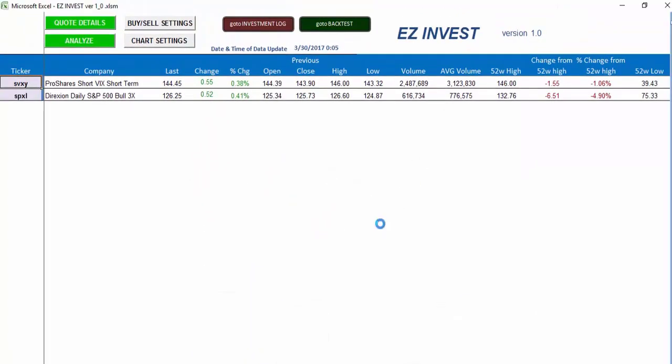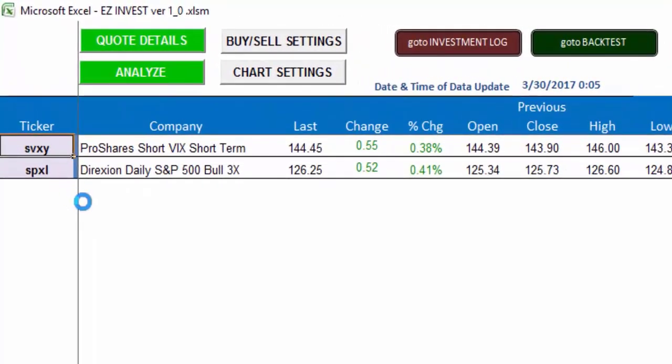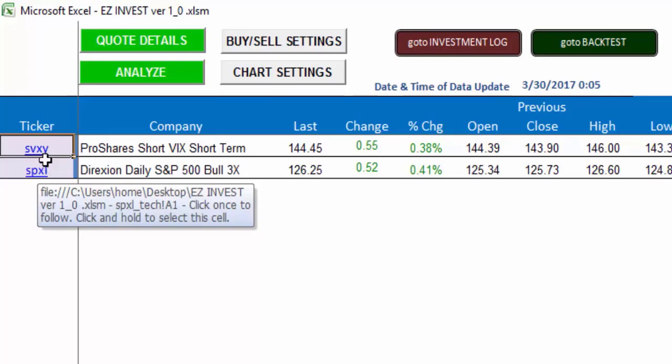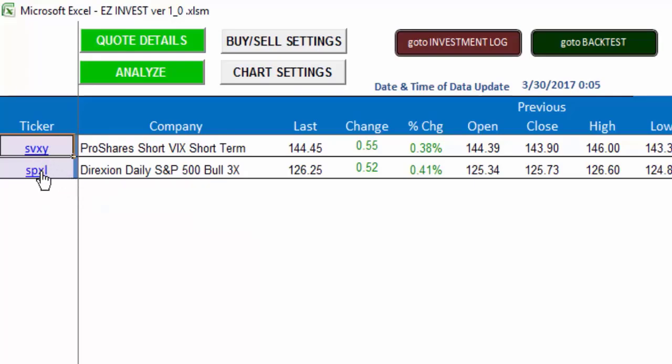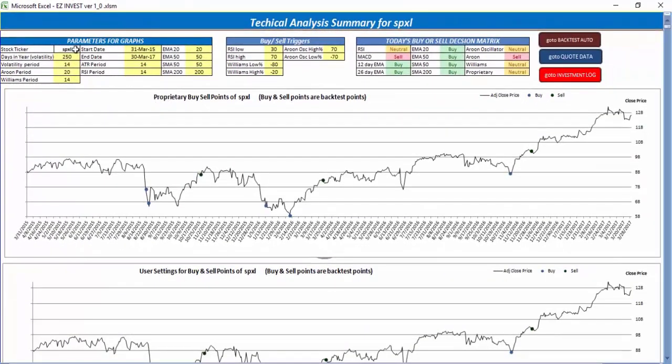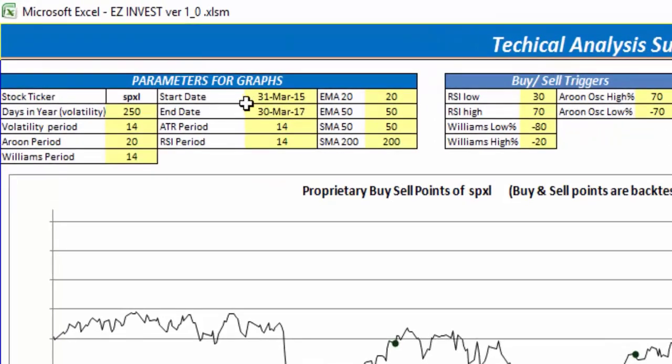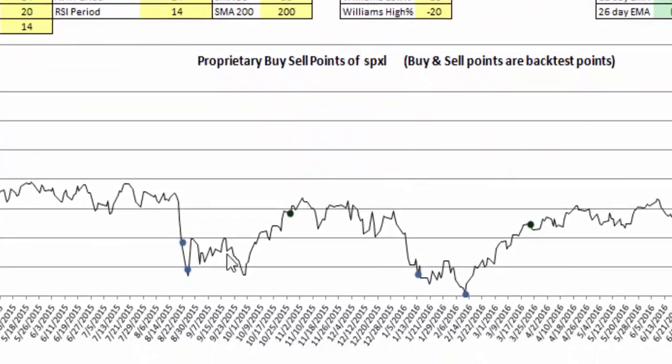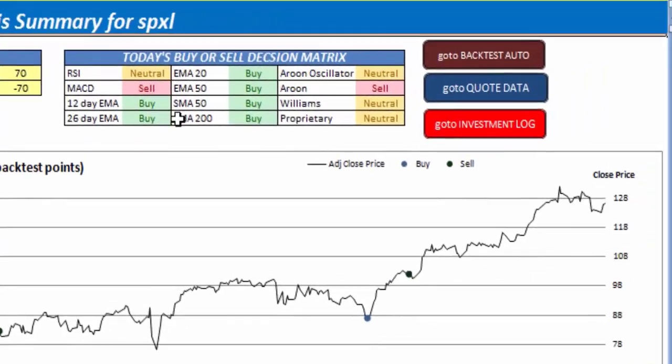Yes, now we're going to want to update the charts. The program's running. It's pulling information off the internet to populate this table, and it's creating the charts for all those technical indicators that were listed. You'll notice these symbols now turn blue. They're linked. If we click on one, it's going to take you over to the charts. These are the parameters it's referencing to create these charts, which we set up in the previous screen, and the buy and sell triggers, which are these here. The buy and sell decision matrix.